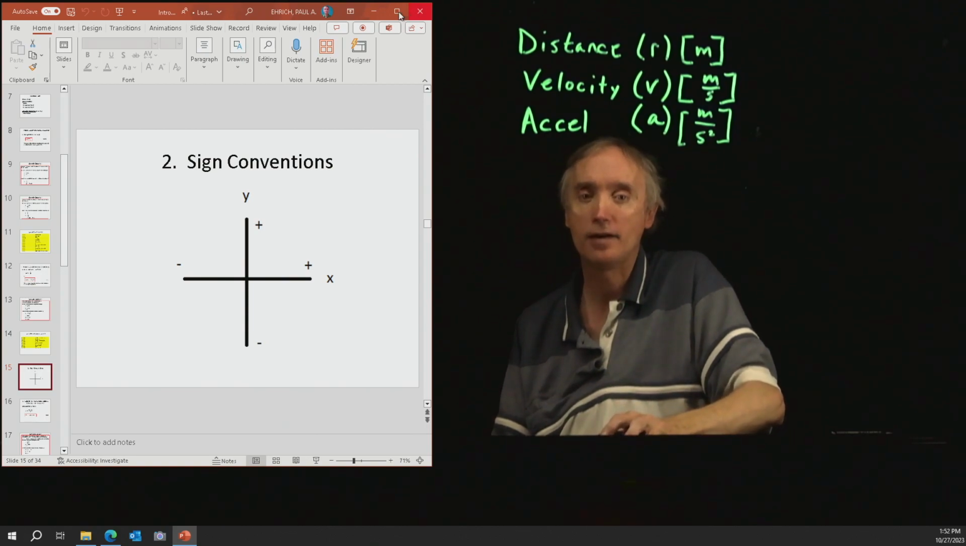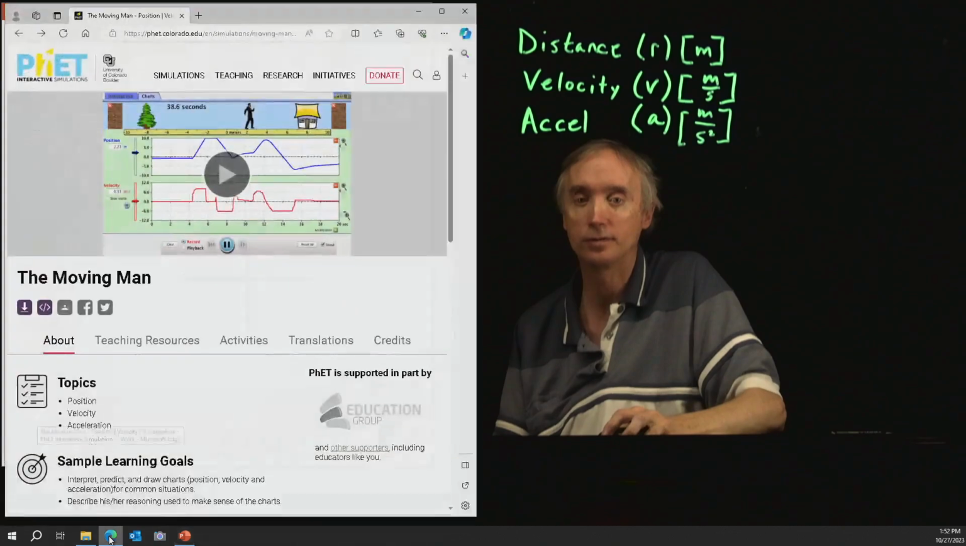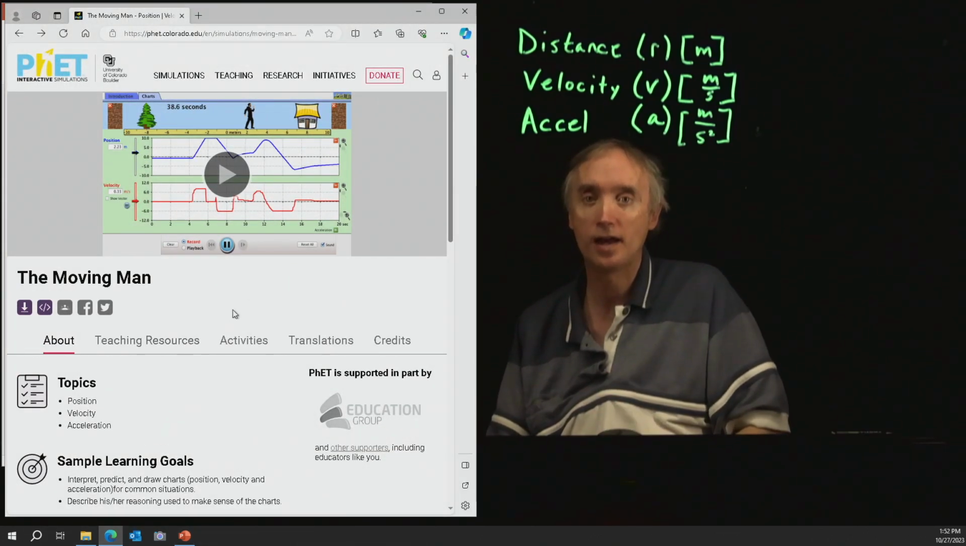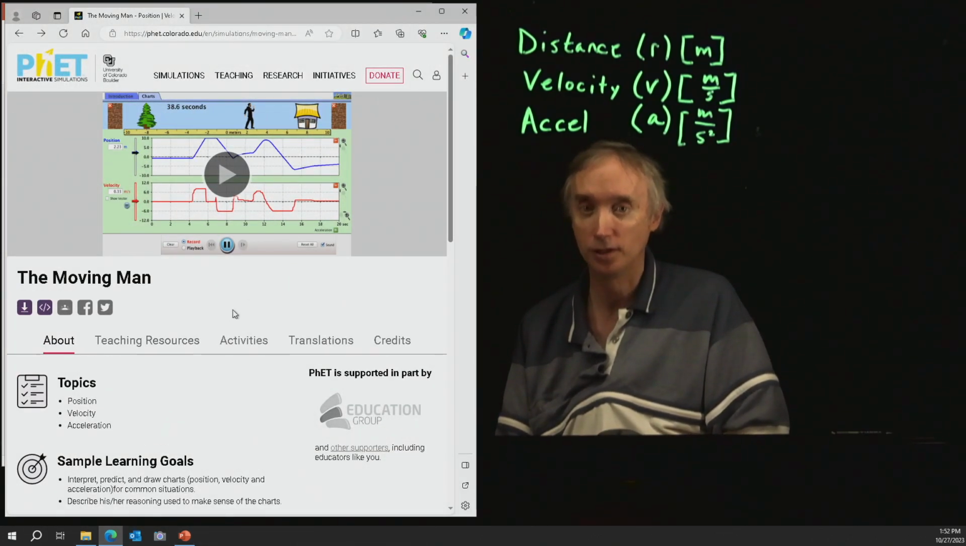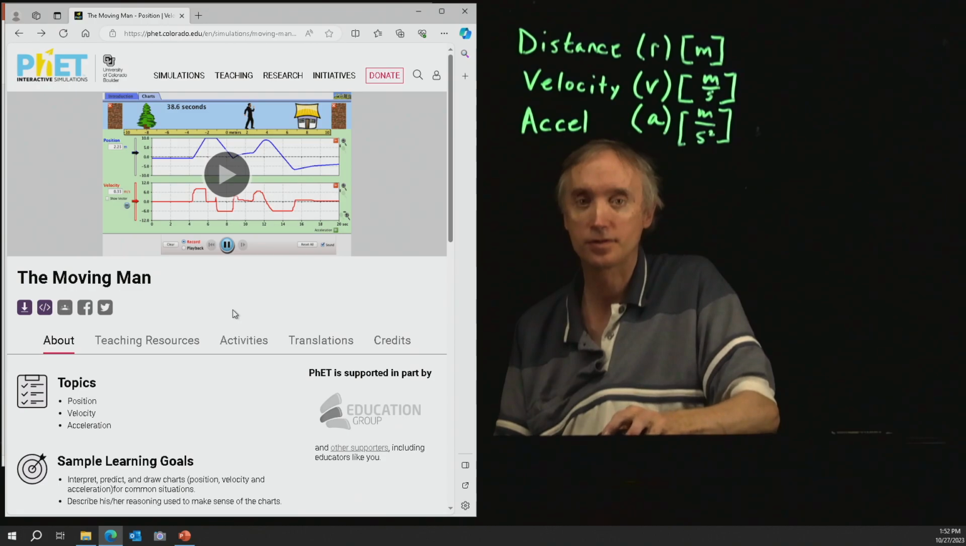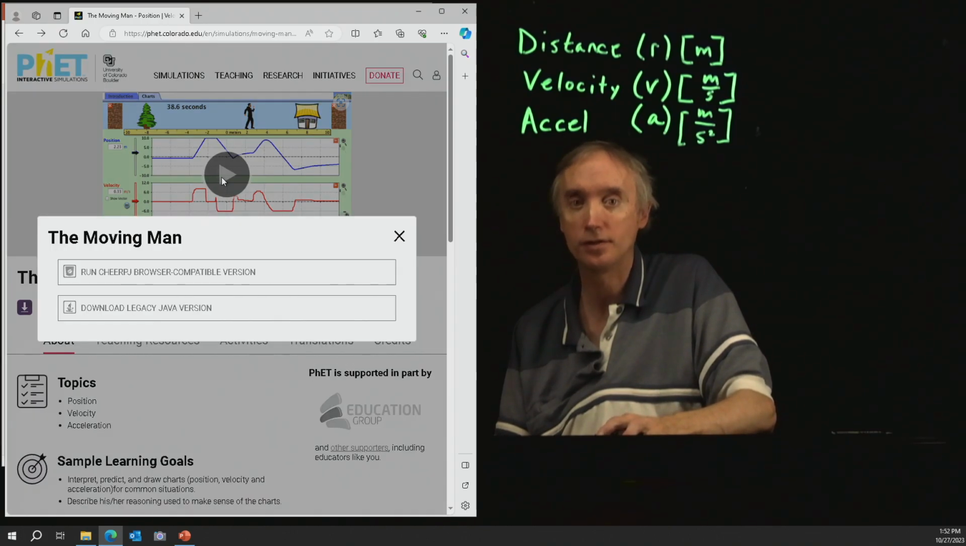So I have a very nice little simulation that I want you to look at here. And so this is PHET, P-H-E-T. So go to the internet and find PHET, the moving man. So find that simulation for me. All right, so let's start up the simulation.